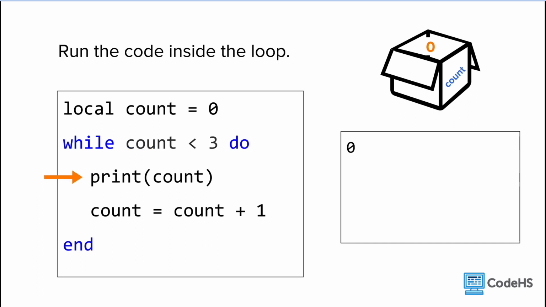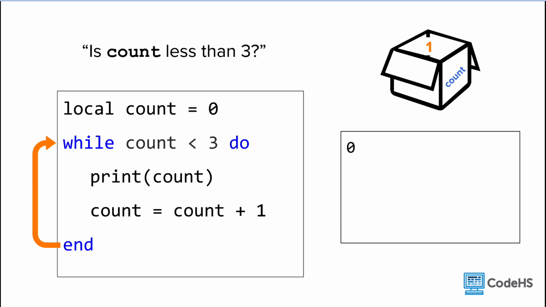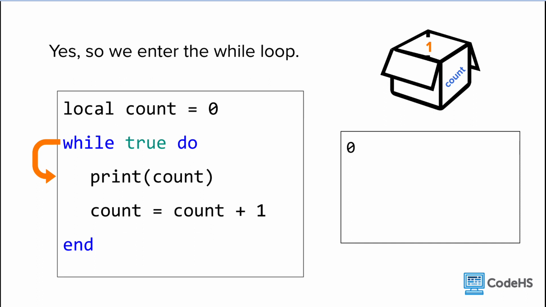Then we execute the code inside of the loop. We print the current value of count, which is 0, and we increase the value of count by adding 1. So now, count has the value of 1. We reach the end and go back to our while loop condition. We'll ask again, is count less than 3? 1 is less than 3, so this evaluates to true again. So we enter the while loop.